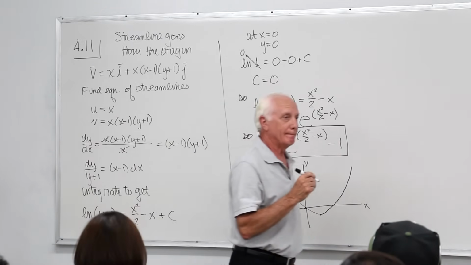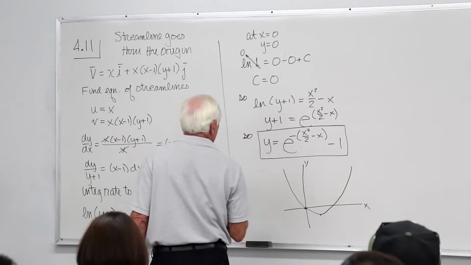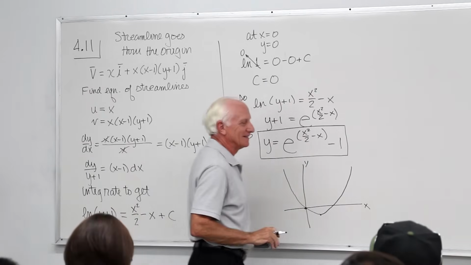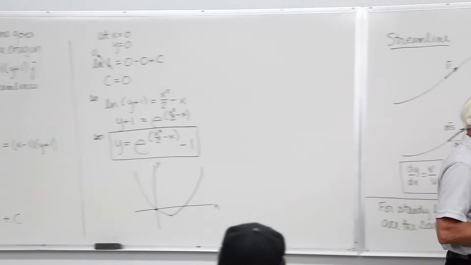How did you get the negative on the exponent? On which one? On the exponential. Oh, thanks. I forgot my minus one there. Thank you.